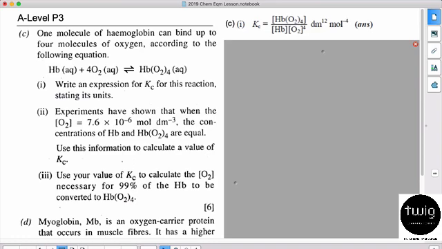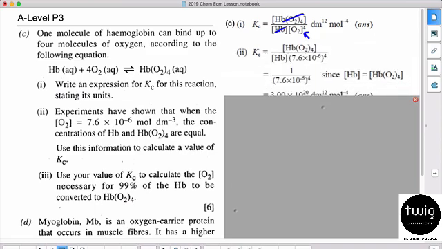Then after that, they say calculate a value for Kc given that O2 has this concentration, whereby the other two are equal. So it's not that difficult. These two values are equal, so they probably cancel out. Then you just sub in the O2 value, and then you can find out the Kc. Since they're the same value, these two will just cancel out, right? So you sub in, and you get this answer.